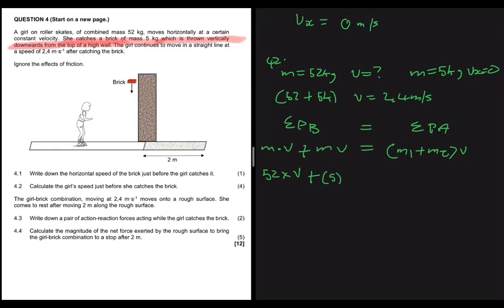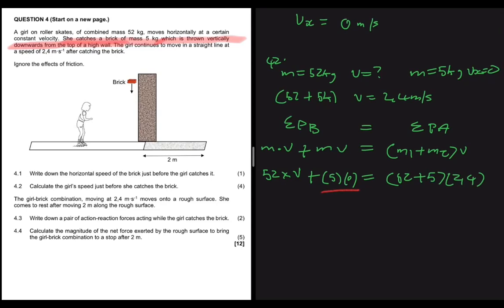We're interested in the x component, so we're going to have 0 here, and then this will be equal to the mass of the girl plus the mass of the brick, that will be 52 plus 5, multiplied by the velocity at which they're moving, 2.4. So 5 multiplied by 0 is going to be 0, right?